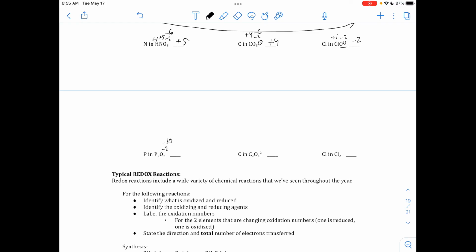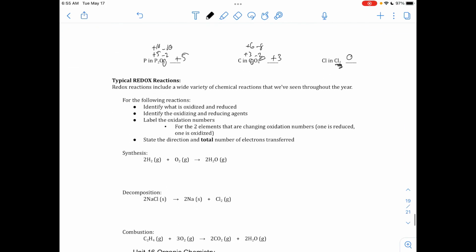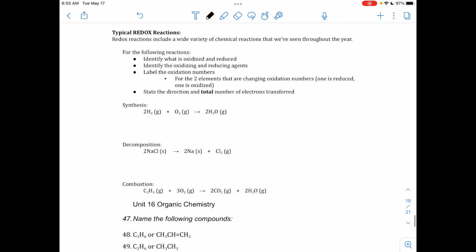Okay, so -2, -10, since there's 5 of them, P has to be +10. And then, so each is +5. This one, -8, has to equal to -2, so +6. Divided by 2, +3. And last one, notice, single element by itself. A lot of people forget this rule. But if you have a free element by itself, it's going to be 0.